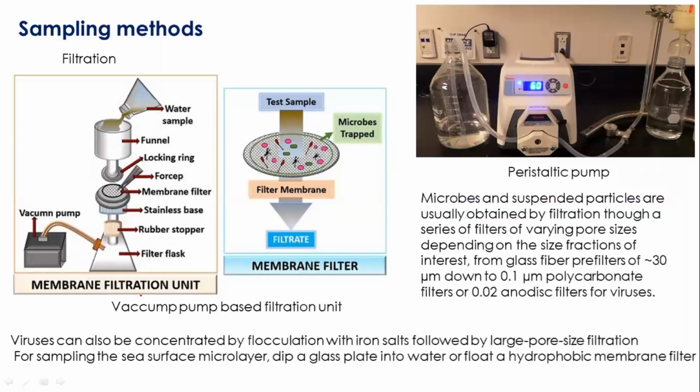For filtration, we have two ways. Either you use a vacuum pump based filtration unit, where you have a filter paper and a locking system with a place for the water inlet, and water will be drawn through using the vacuum, right? And then the microbial cells will be collected on the filter, right?